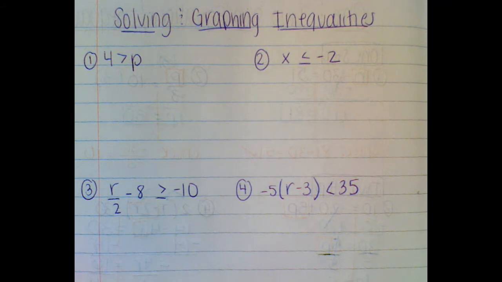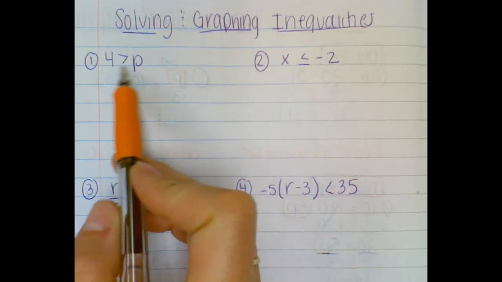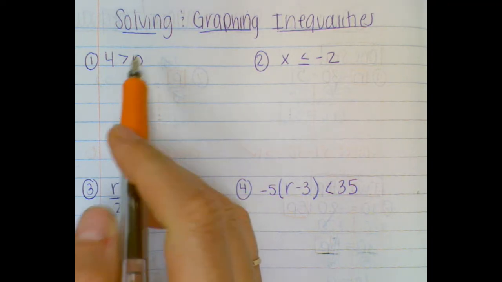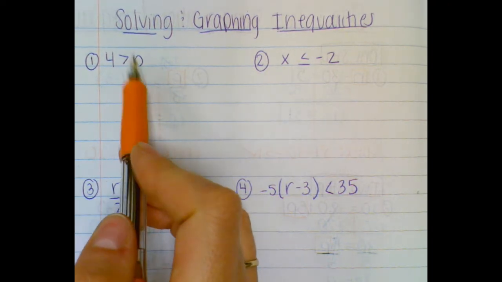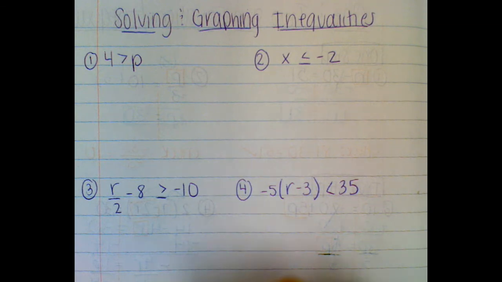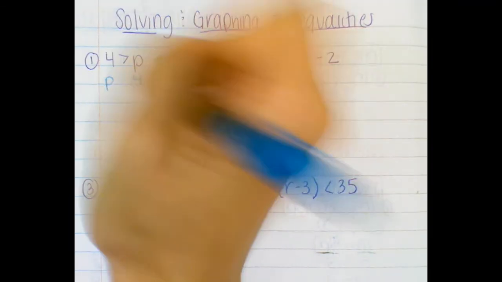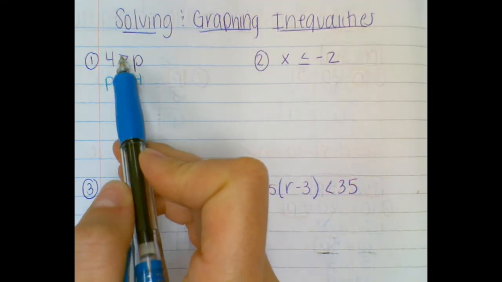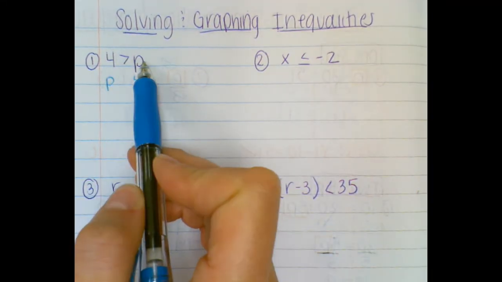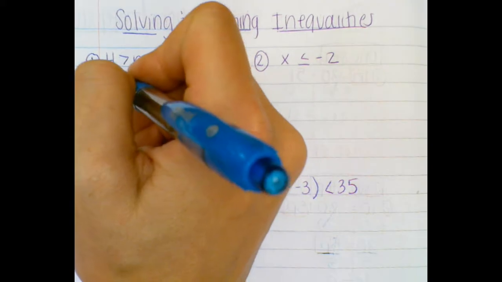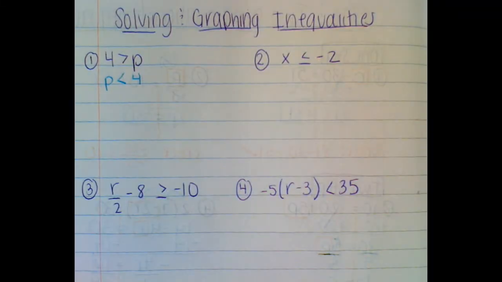Now, all these steps are going to be the same as equations. It's just you're going to graph your answer. So this one is actually already done for you. What this says is 4 is greater than P. But most of the time, we want to put the variable on the left. So if I put the variable here and I swap them, that means that this sign, since I swapped these, also has to swap. So it also means that P is less than 4.